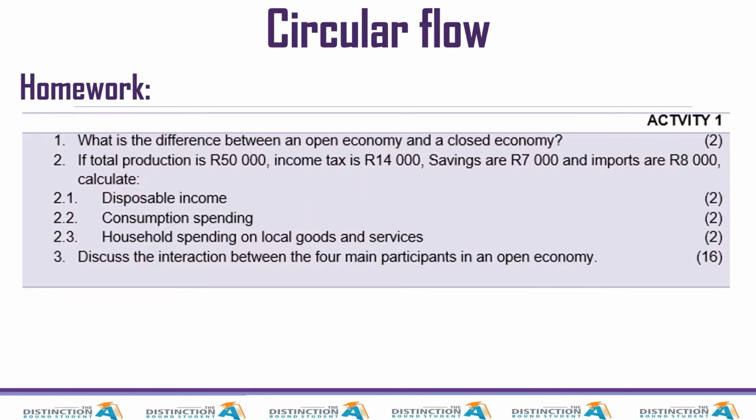Question number 2: if total production is 50,000, income tax 14,000, savings 7,000, and imports 8,000, calculate disposable income, consumer spending, and then spending on local goods. First thing to point out is income tax, this is a leakage. Savings, this is a leakage. Imports, this is a leakage. So we are obviously going to subtract all the way.